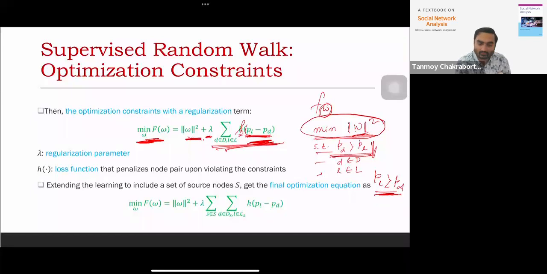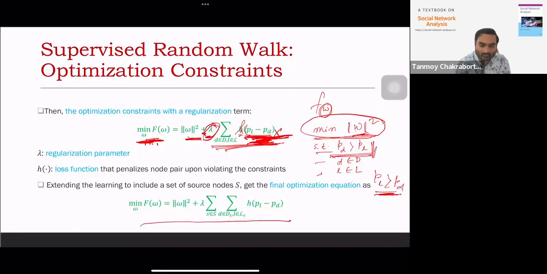I would try to score the nodes in such a way that this would always be negative, right? Because if this is negative, then it would be minus, and then it would be better. And lambda is a hyperparameter. So this is kind of a loss function, and this is the regularizer, the regularization parameter. Now this is something that we want to minimize.